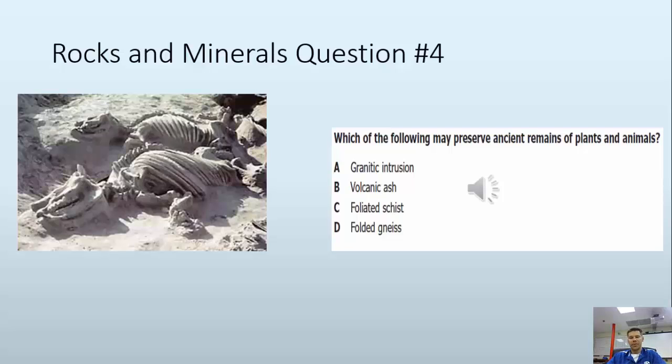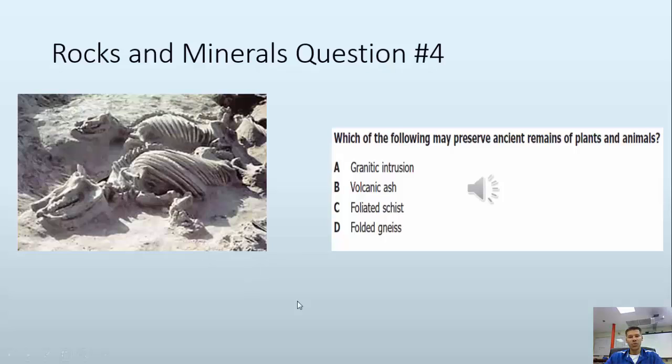This is a good question. It'll really test if you understand the different types of rocks. So which of the following may preserve ancient remains of plants and animals? So what we're talking about here are fossils. So which type of rock may you find a fossil in?